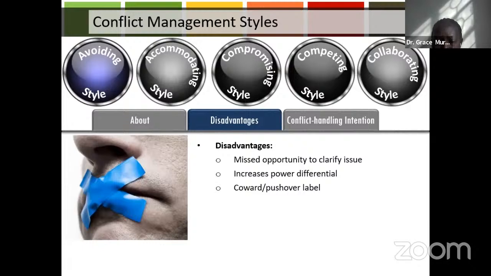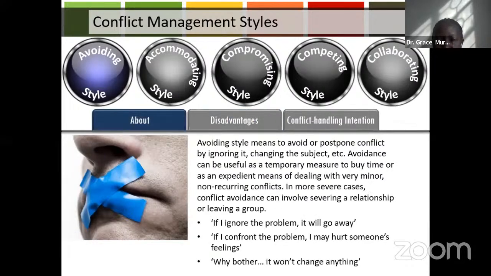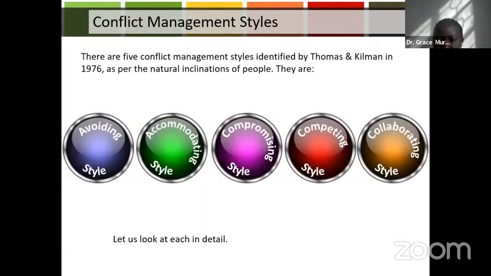Okay, I want to pick the last one, so the pushover label. If you're the kind of person who is always avoiding conflict, people look at you and think you're a coward. You know, you don't want to face issues. You're just the kind of person who, whenever there's a conflict, walks away. Okay, and you get that pushover label. Let's look at this other one, accommodating.